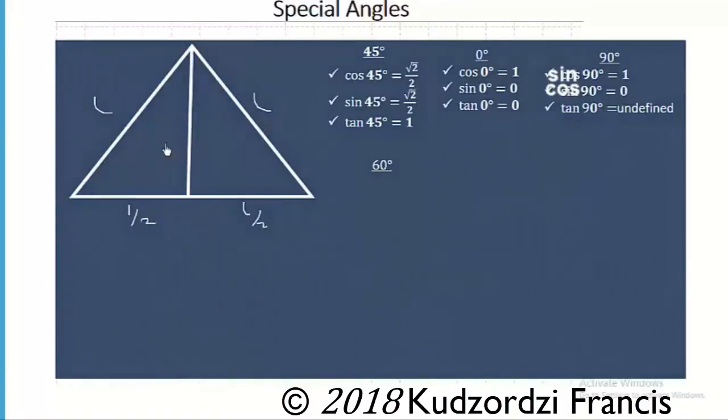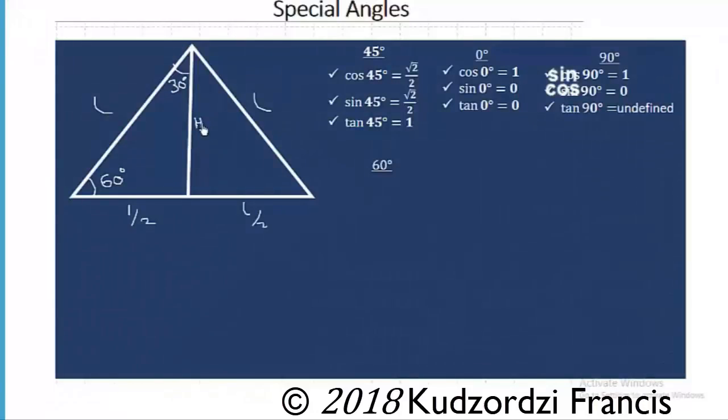Then this will bisect this angle. So this angle will be 30 degrees, and this angle will still be 60 degrees, because we know that each of the angles of an equilateral triangle is 60 degrees. So now we find cos 60 degrees. But before that, we need to find this length from Pythagoras theorem. Let this one be the height.